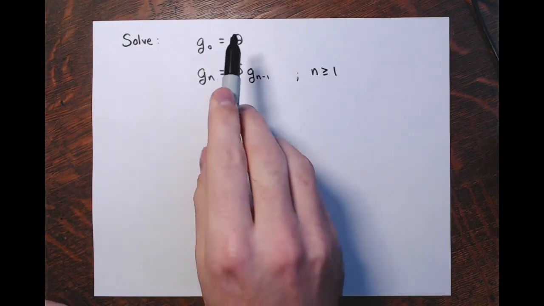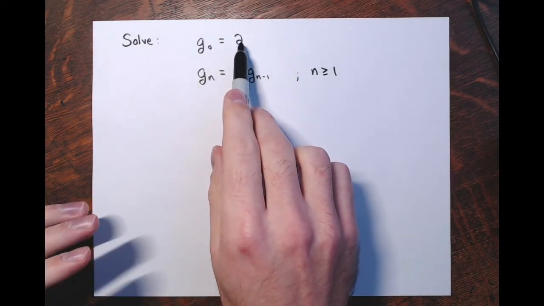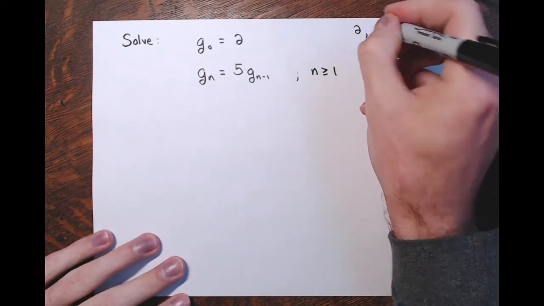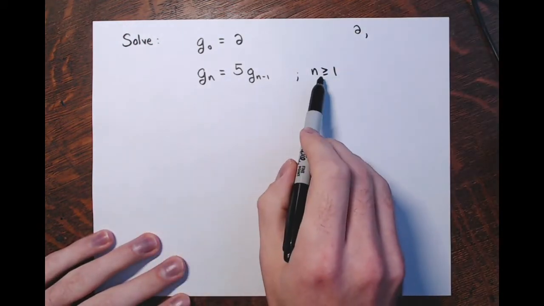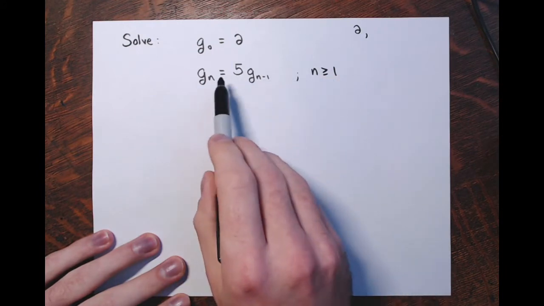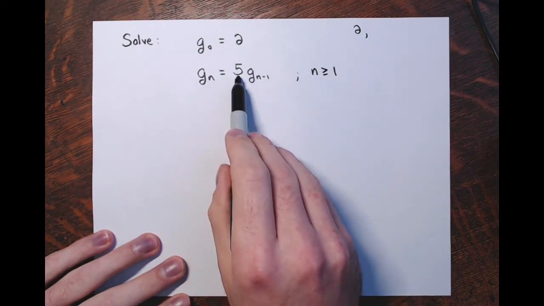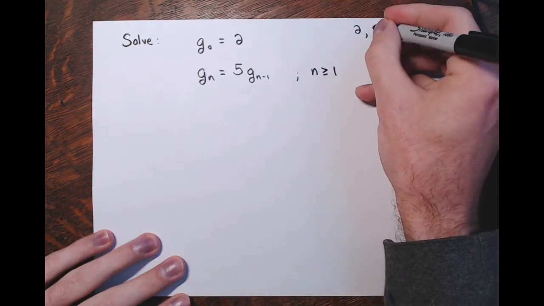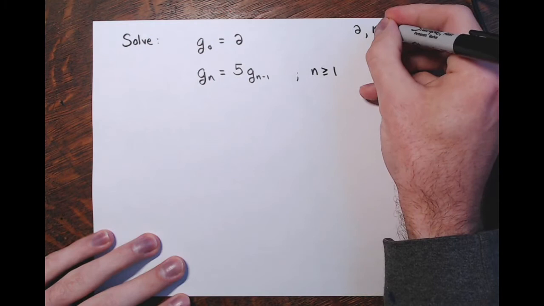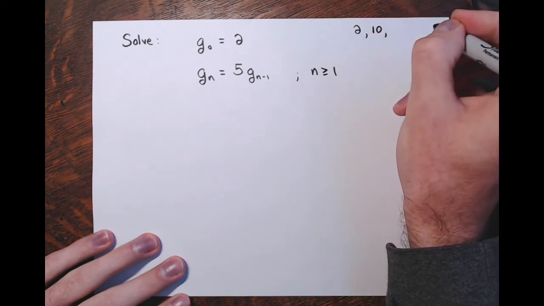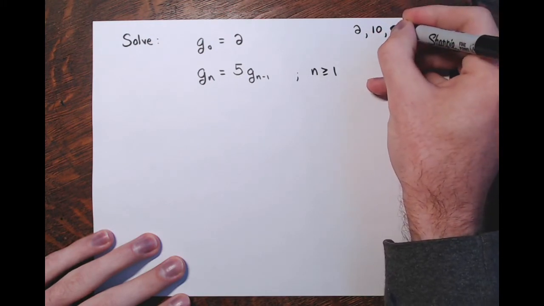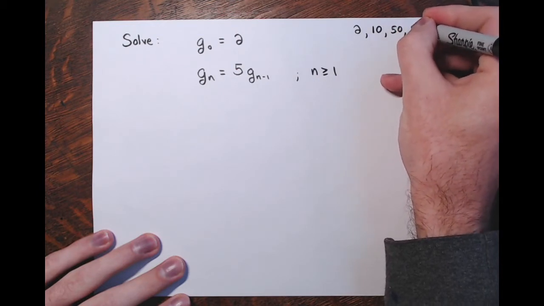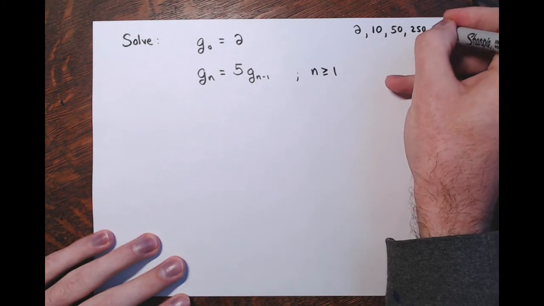Alright, so we're starting off here, g sub 0 is 2. So the first term of the sequence is 2. And then from when I plug in 1 onward, g sub n is 5 times the previous term. So g sub 1 would be 10, 5 times 2. G sub 2 would be 50. Then G sub 3 would be 250, and so on.